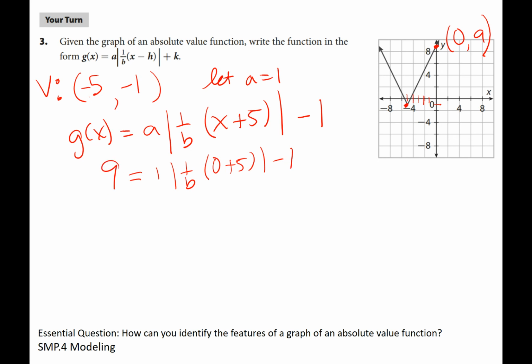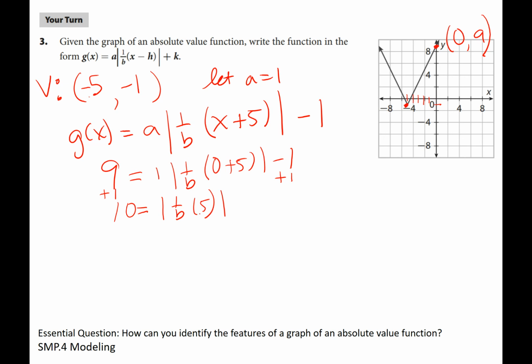So we're going to go ahead and solve this. I'm going to do a couple steps at one time, because algebra 2 means we do two things at once. So we have 1 over b times the quantity 0 plus 5, which is 5. Now, there's no reason I can't add this 1 at the same time and save myself a line of work. So 9 plus 1 is 10. Then what I want to do is get the b by itself.